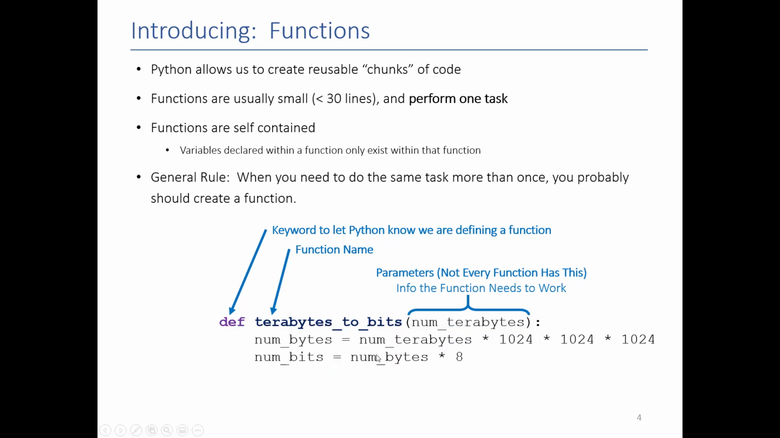This is the code that is actually inside your function. So these are called local variables. And the reason for that is these variables only exist inside this function. Your main program cannot see them. And then remember that we're indenting the code. So that's functions in a nutshell.